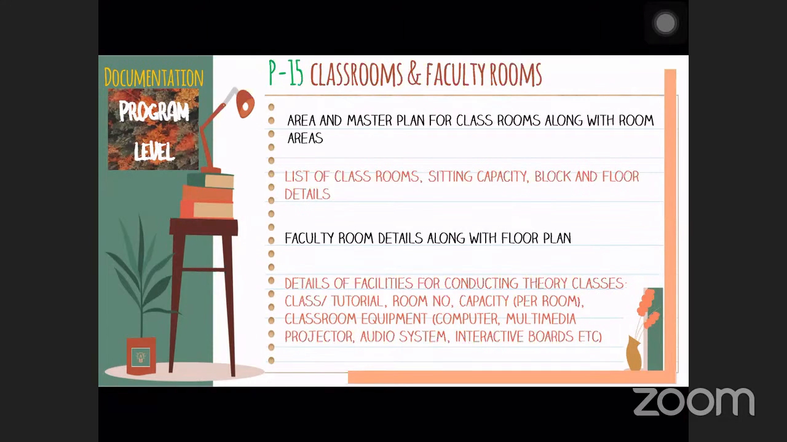Then faculty room details along with the floor plan should be available in this file, and the details of the facilities for conducting theory classes, tutorials, all such facilities should be available. What is the capacity per room? What are the equipment available in the classroom? Whether a computer or a multimedia projector, audio system, interactive boards are available. All such things should be documented, and it should be kept in this particular file.